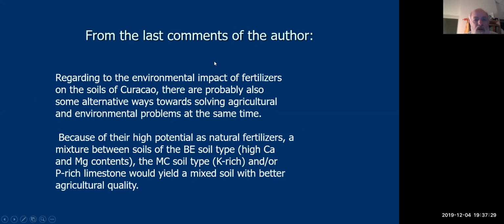So the author, in his comments about the soils, said that you can probably do some alternative ways of solving agricultural problems while not creating any more environmental ones. He said the BE, the basalt yeast, has a high potential as a natural fertilizer. He suggested mixing that with the MC or another phosphorus-rich limestone would make a mixed soil with better agricultural quality. So basically he said the ideal soil of Curacao would be a combination of two, a BE and something else.